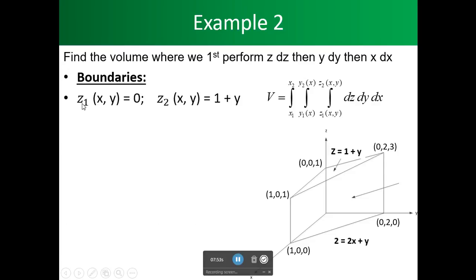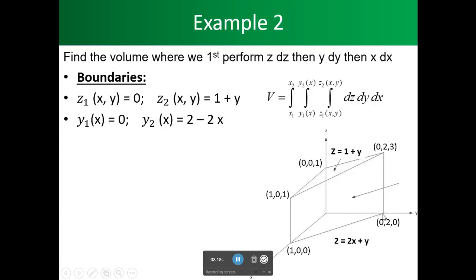Review. We have here z1 is going to start at what? 0. And where is it going to? It's going up to this curve here. Okay? Y, 1 plus y. What about y? Y is doing the same thing. Y is starting at what? 0. And it's going to where? It's following this lower equation.